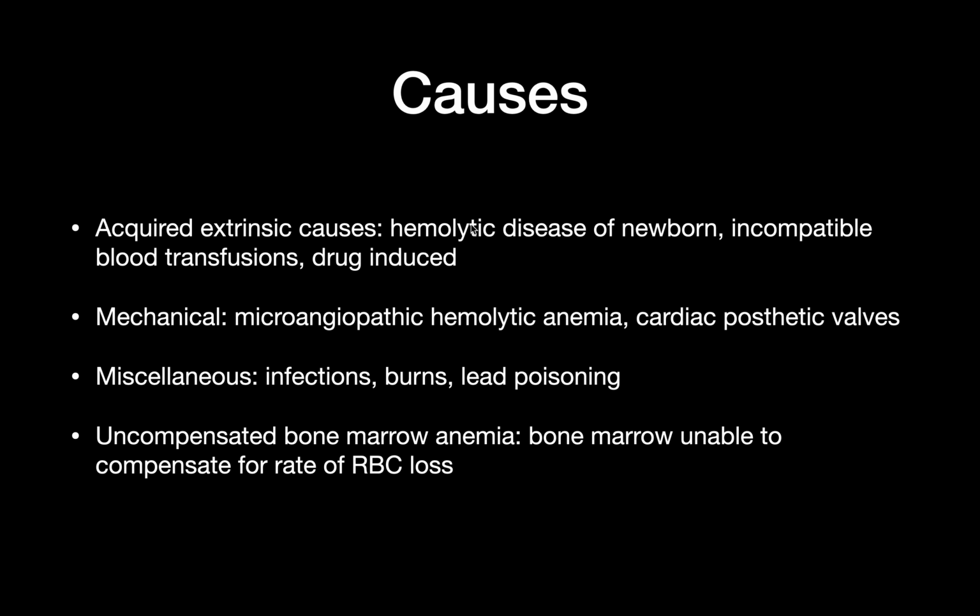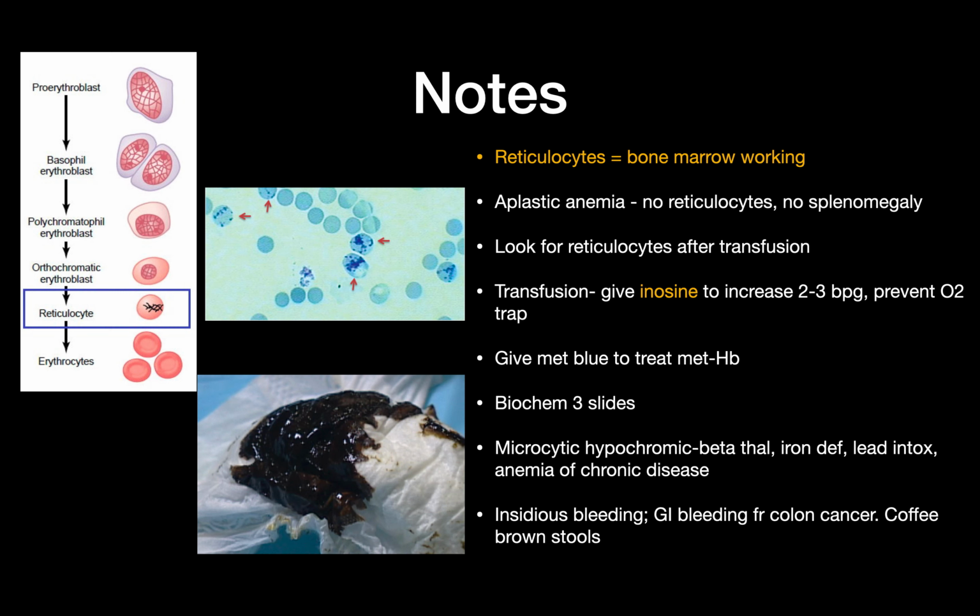So extrinsic causes can be the hemolytic disease of the newborn, transfusions, or drug-induced. It can be mechanical. This is not really present anymore. This used to be when prosthetic valves were made out of non-biologic material. It can be caused by infections, burns due to the loss of fluid, lead poisoning, uncompensated bone marrow anemia due to some kind of cancer.